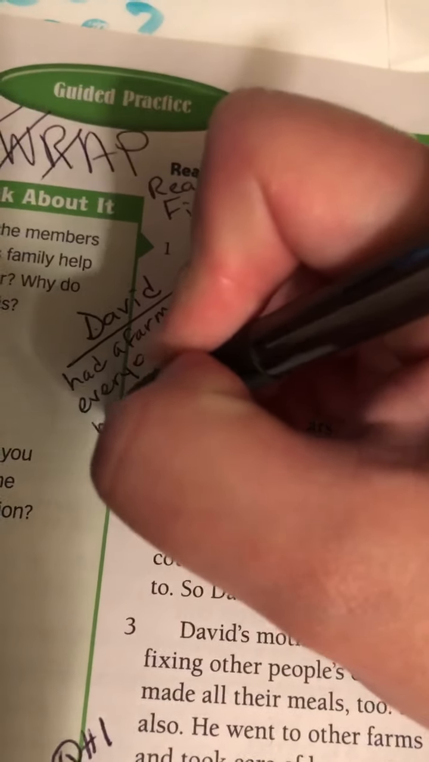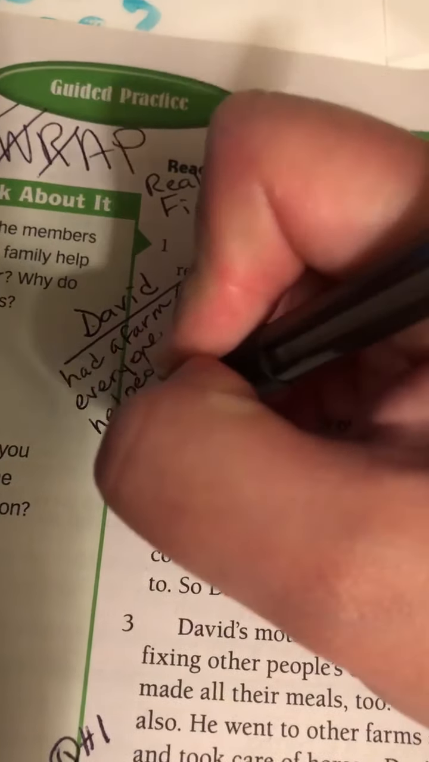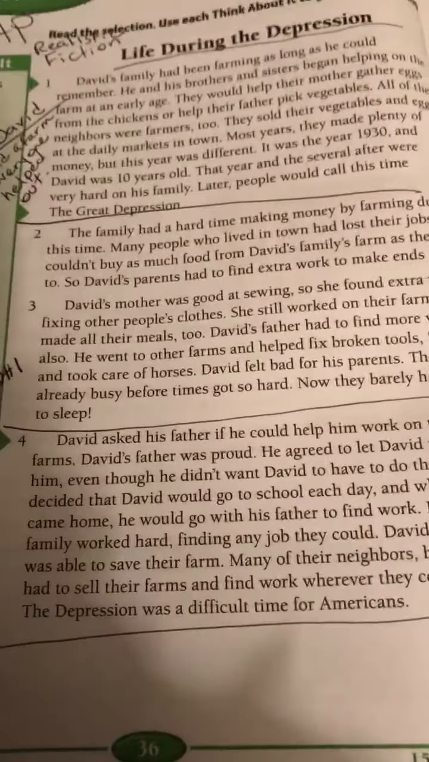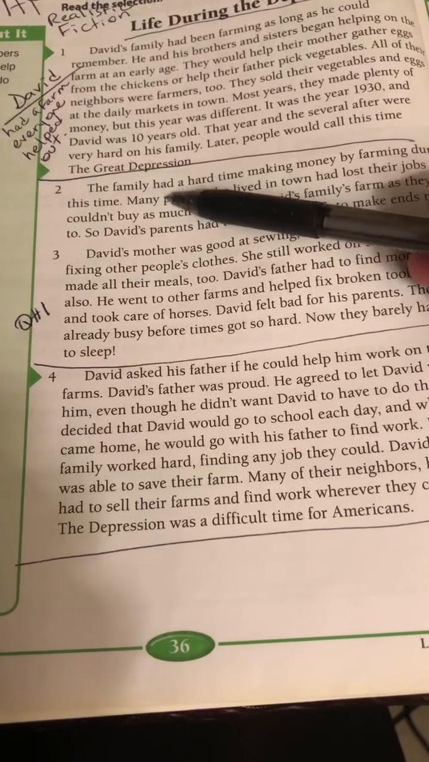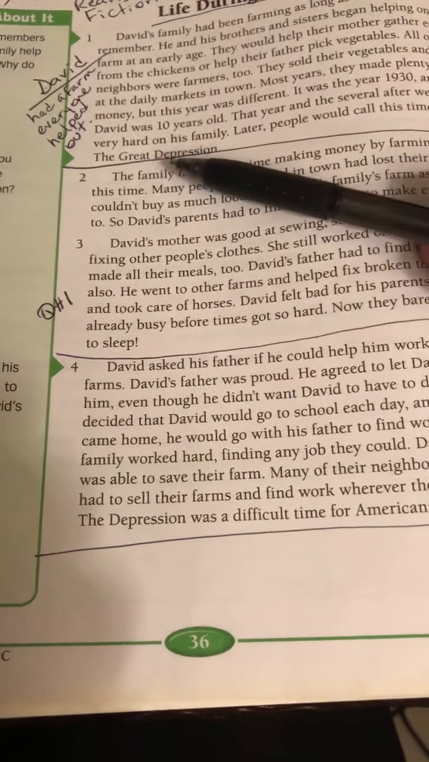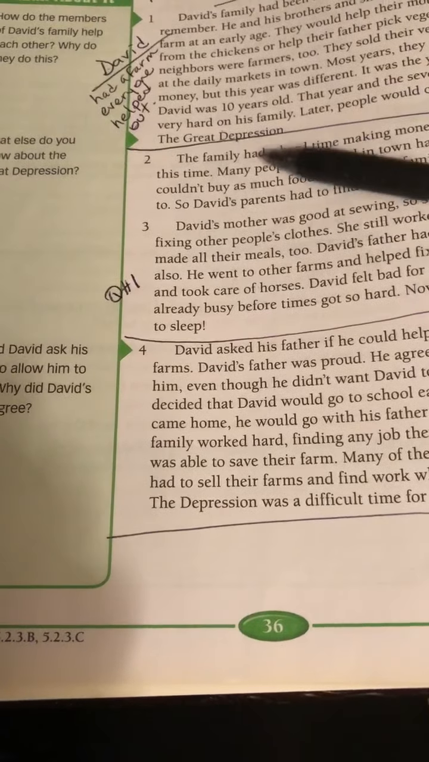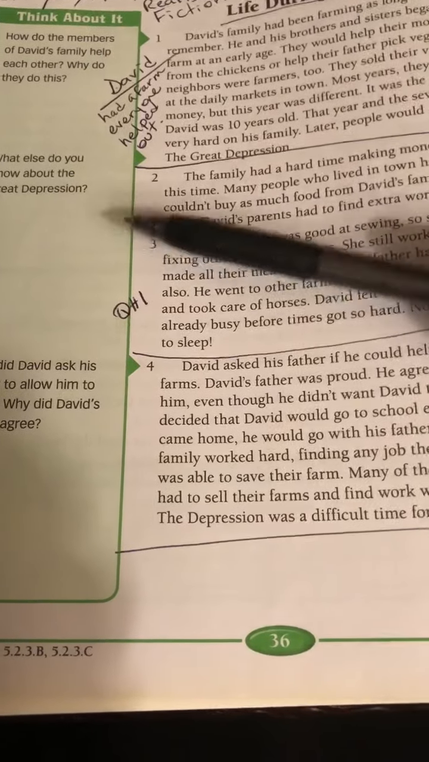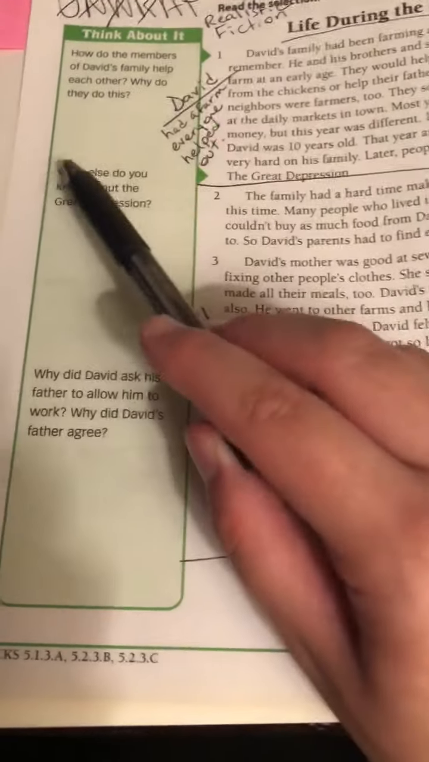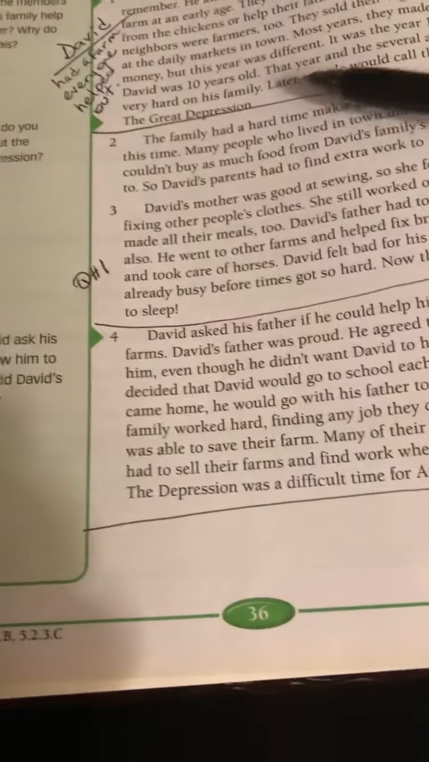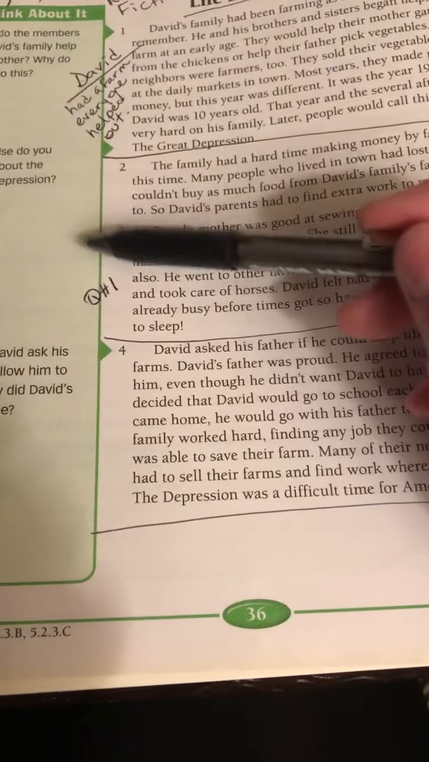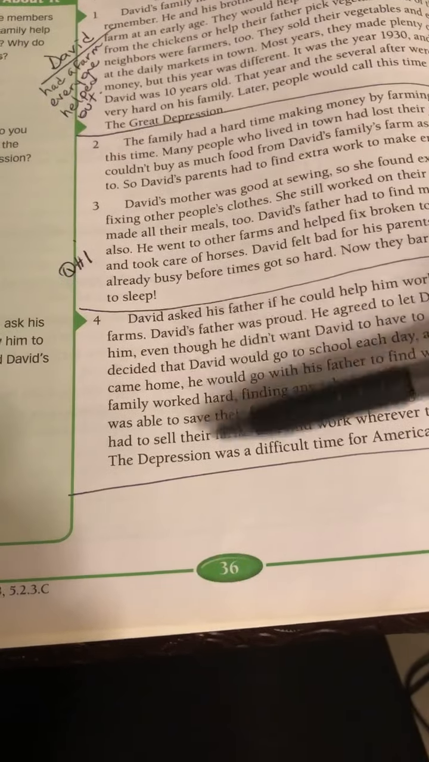Everyone helped out. Okay? So you're going to continue doing that on your own for paragraph 2 and 3. You're going to read both of them. Remember, you're doing your who and your what. You're looking at your think about it. What else do you know about the Depression? You're going to write your who and your what. Move on to paragraph 4.